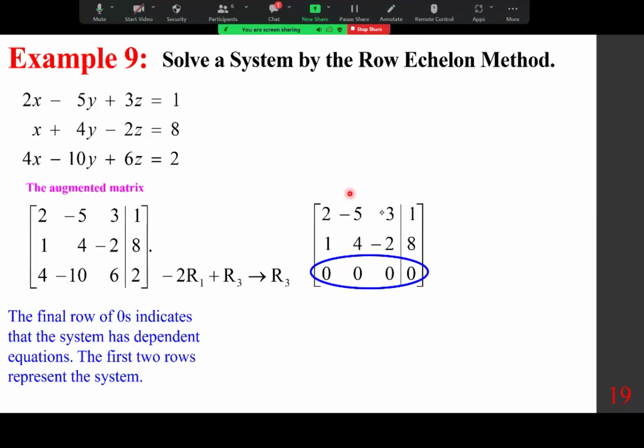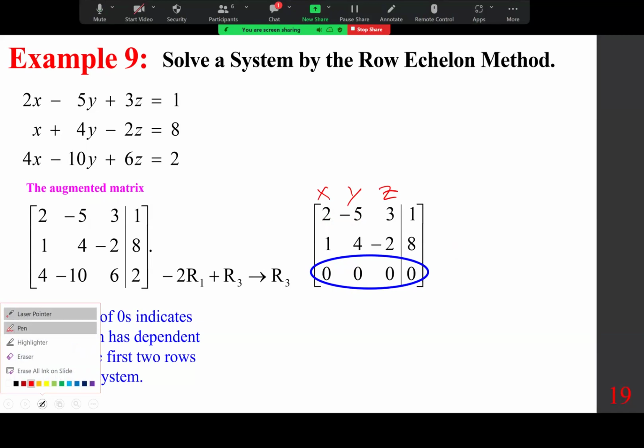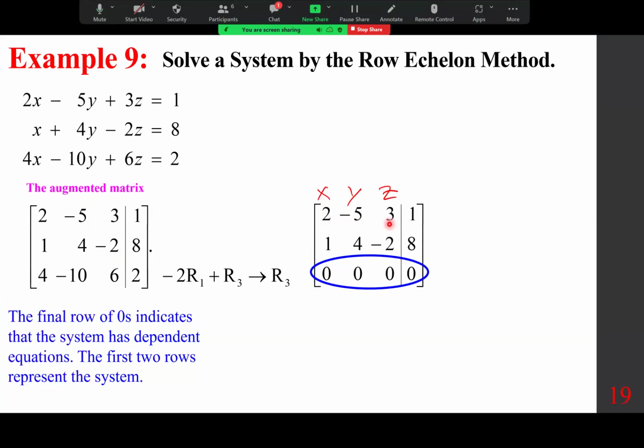The first 2 rows represent the system. Now, the first 2, we can write as 2x minus 5. Let me just write x, y, z, so you remember that these are the x, y, z columns, right? So this means 2x minus 5y plus 3z is 1. This means 1x, or simply x, plus 4y minus 2z equals 8. So that means you want to solve that. But 2 equations, 3 unknowns, that has infinitely many solutions. That is a dependent system, and that's the concept, everybody.